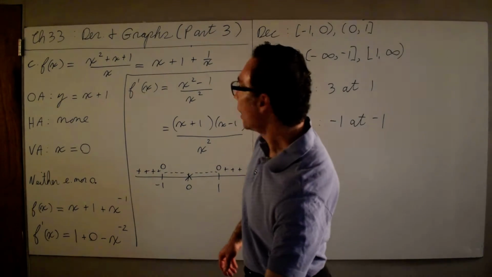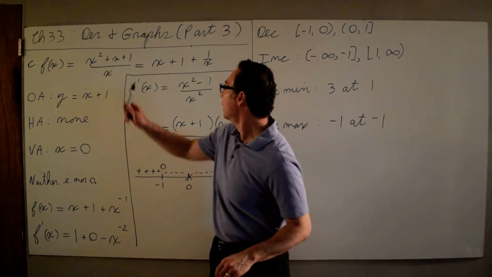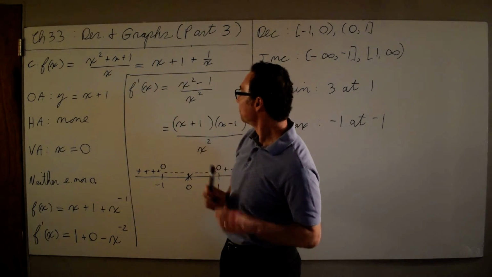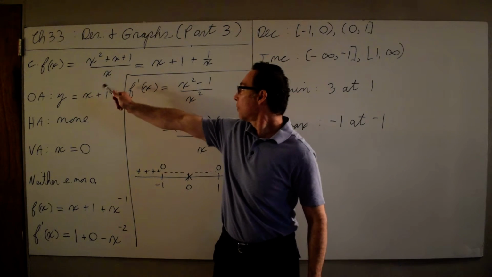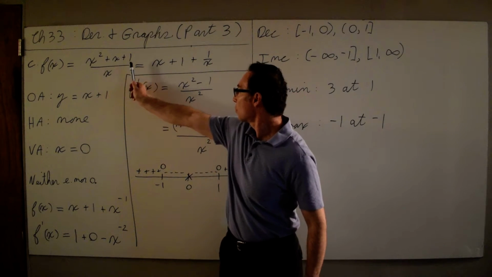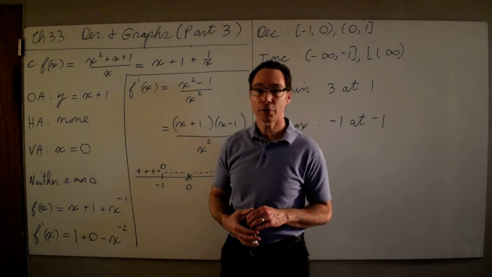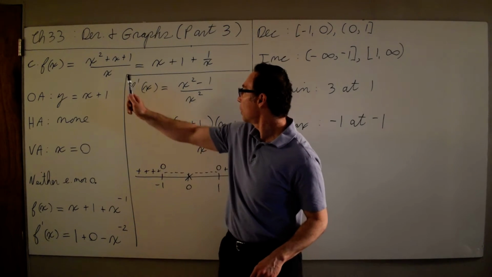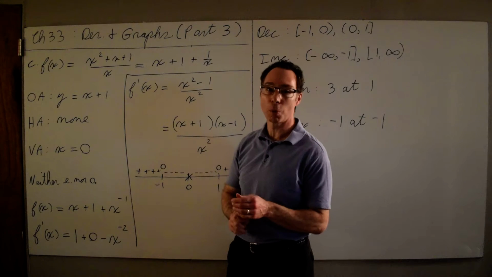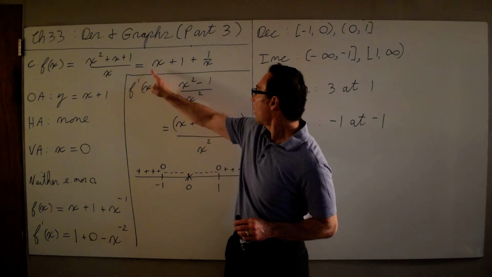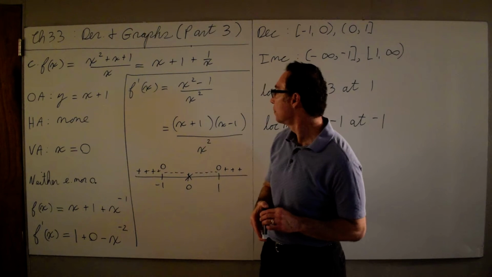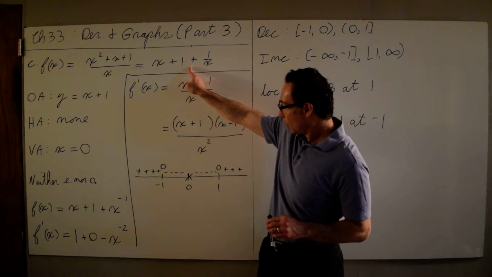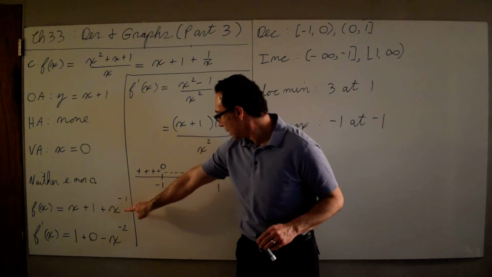This is the third video on chapter 33, derivatives and graphs. Here we have another rational function. f of x is x squared plus x plus 1 divided by x. In the last video I mentioned I like to write the function in as many useful ways as possible. So we can write it as x plus 1 over x. There's a couple advantages to that. And I also wrote it yet a third way down here.